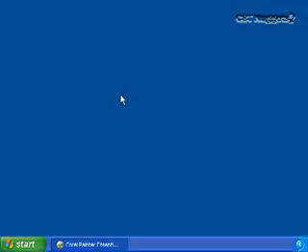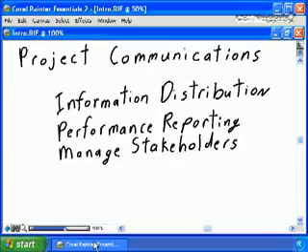Project communications in action. In a previous nugget, project communications planning, we identified what was required to develop an effective communications plan to identify what information is required by what stakeholders, in what format, in what time frame. In this nugget, we're going to look at how we do that. We're going to look at what's required to put project communications into action.